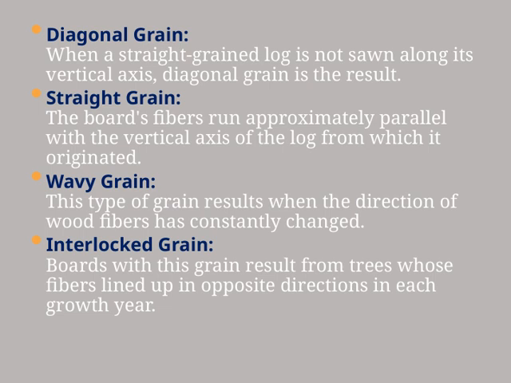Wavy grain is quite interesting because it occurs when the direction of the wood fibers keeps changing as you move along the board. This creates a more decorative, rippled appearance, but it can also influence how the wood behaves under stress. Then we have interlocked grain, which results from trees whose fibers line up in opposite directions during different growth years. This causes the fibers to interlock, leading to boards that might be more resistant to splitting, but can also be a bit more challenging to work with. Understanding these different grain patterns helps us predict how the wood will perform and look in our projects, tying into the overall theme of selecting the right material for the right purpose.